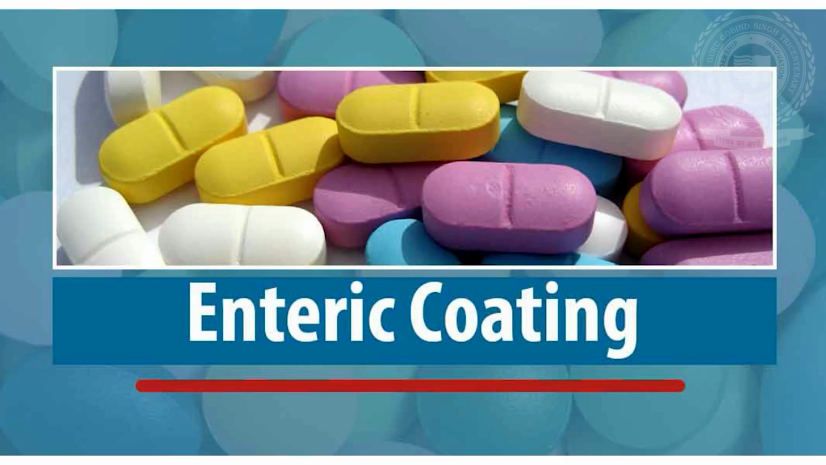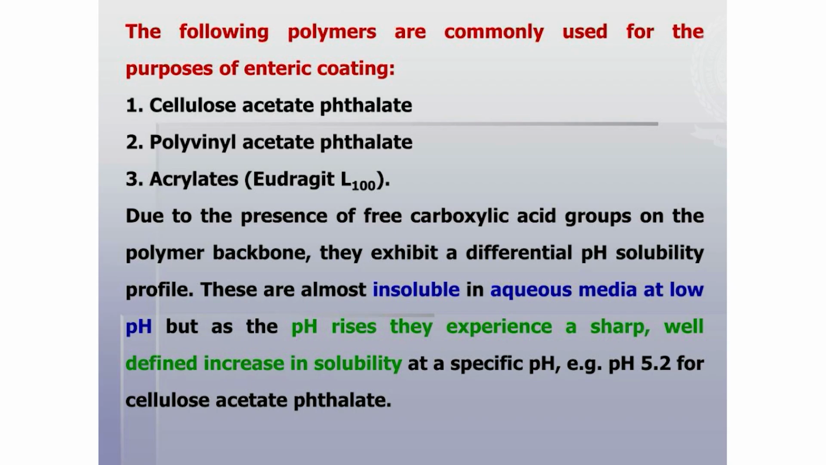Enteric coating. The ideal properties of enteric coating materials are: it should be resistant to gastric fluid, compatible with most of the coating solutions, non-toxic, low cost, easy of application, and form a continuous film. Generally, polymers used in enteric coatings are cellulose acetate phthalate, acrylate polymer, hydroxypropyl methyl cellulose phthalate, and polyvinyl acetate phthalate.